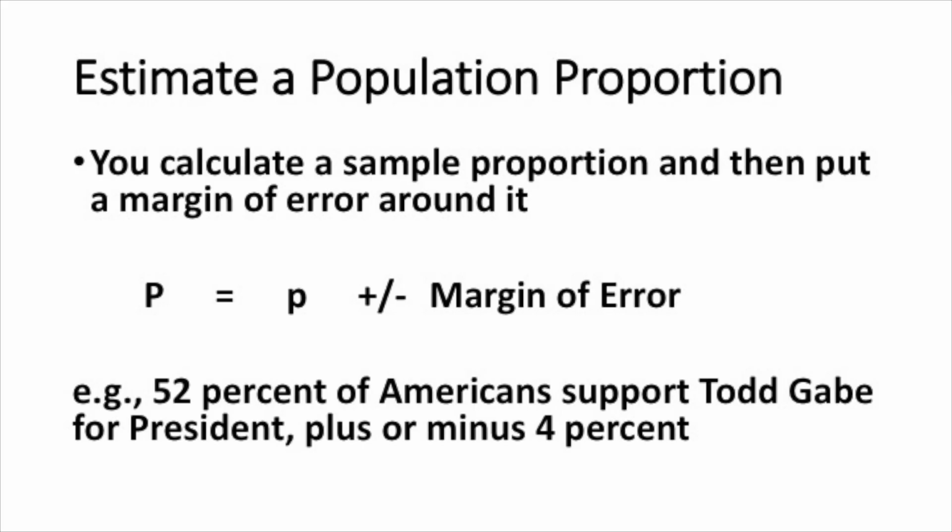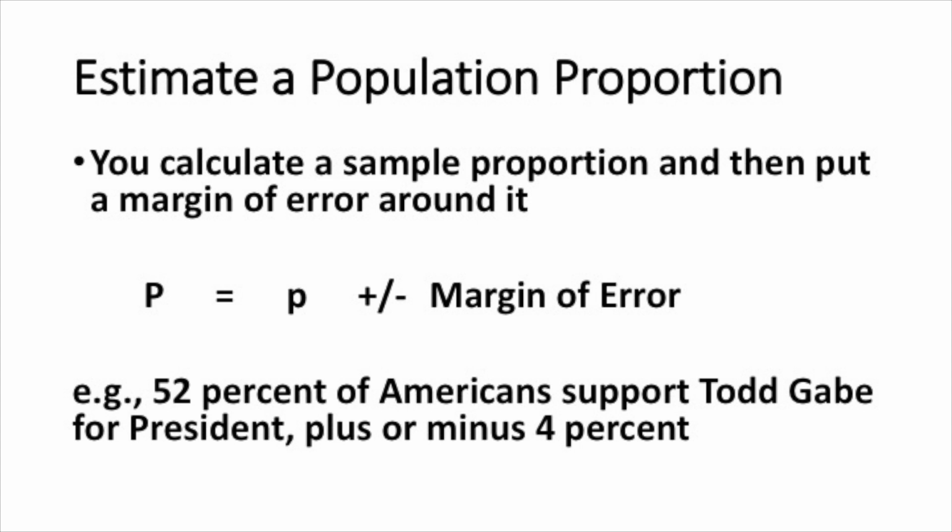When using information from a sample to estimate a population proportion, you first calculate a sample proportion. Again, this is something you could do. You could go out and collect some data and calculate a percentage value, and then you put a margin of error around it. Here you see the formula. You have an uppercase P on the left-hand side. It represents the population proportion, and that population proportion is equal to a lowercase p, which is a sample proportion, plus or minus a margin of error. In a different video, I'll give you some more details on how you calculate that margin of error, but for now, I just want you to get a good intuitive sense of what it represents.